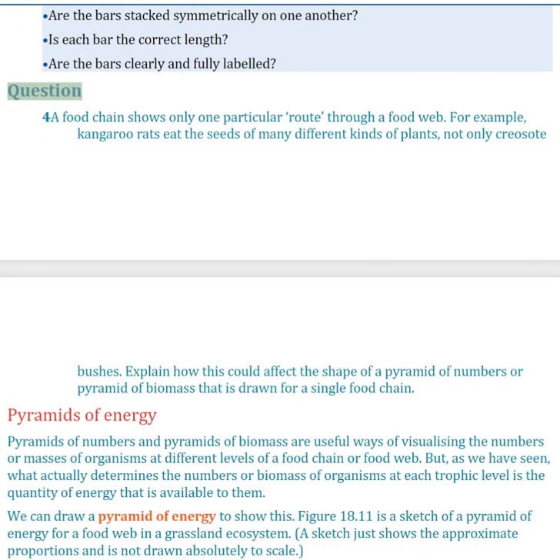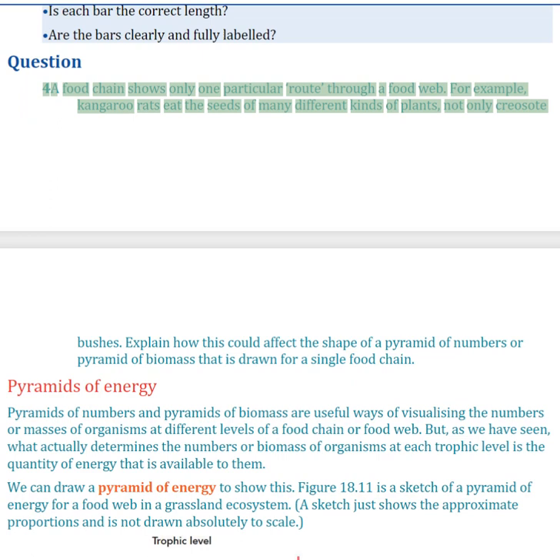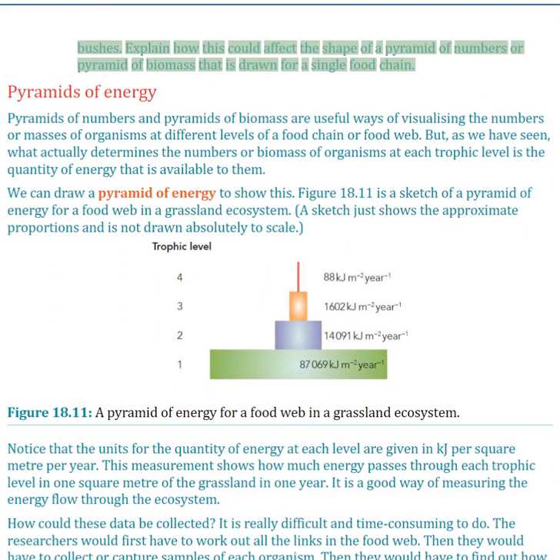Question. A food chain shows only one particular route through a food web. For example, kangaroo rats eat the seeds of many different kinds of plants, not only creosote bushes. Explain how this could affect the shape of a pyramid of numbers or pyramid of biomass that is drawn for a single food chain.